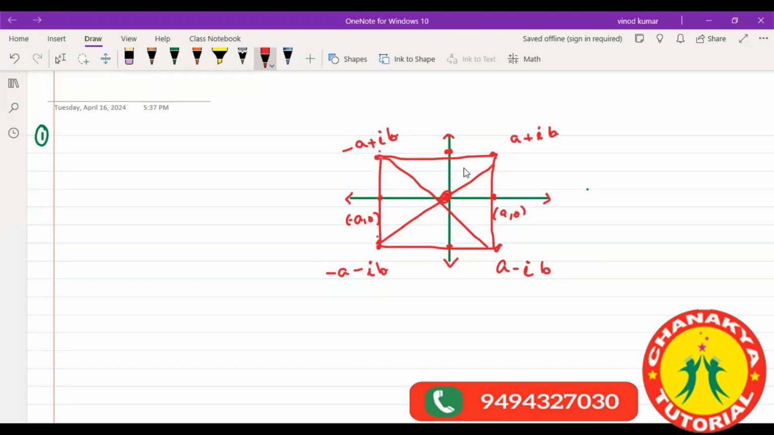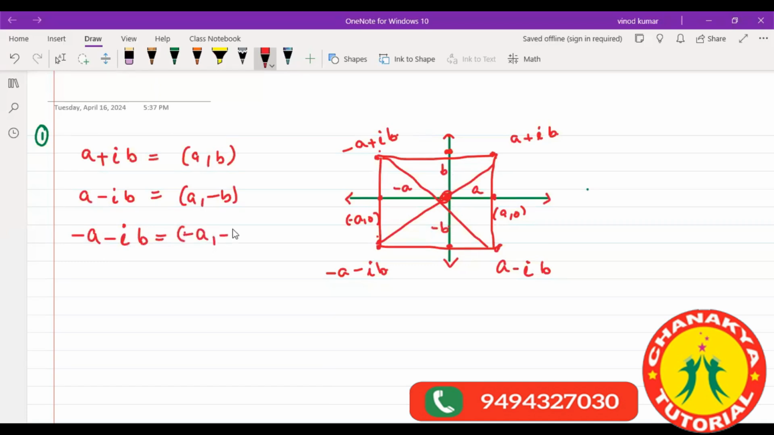The x-axis is real part values, the y-axis imaginary part values we will take. This is A, this is B, this is minus A, this is minus B. Here A plus IB means A comma B. A minus IB means A comma minus B. Minus A minus IB means minus A comma minus B. And minus A plus IB means minus A comma B. These 4 points I show in this diagram.